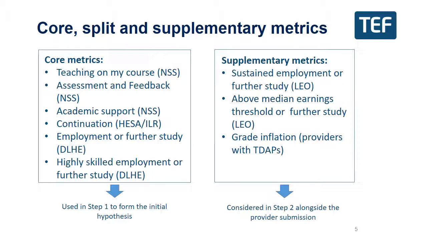I will go into more detail about all of these later, but the important distinction to make here is between how the core metrics and the supplementary metrics are used in the assessment process. Firstly, the 6 core metrics are used by assessors in step 1 of the assessment to form an initial hypothesis. Then, the 3 supplementary metrics are used alongside the provider submission in step 2. And as I said, all of these metrics, apart from the grade inflation data, are also reported as split metrics that show the performance of specific subgroups of students for that metric.